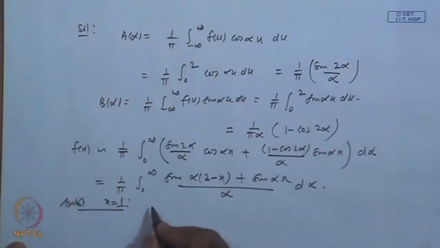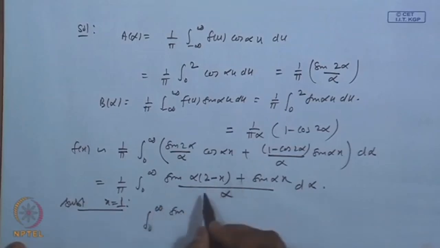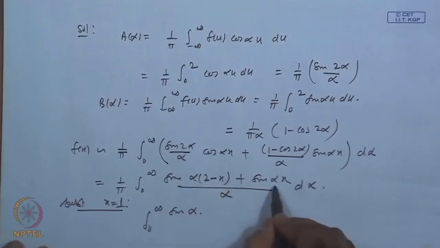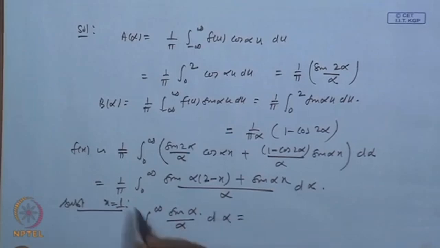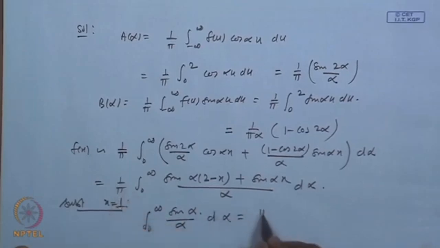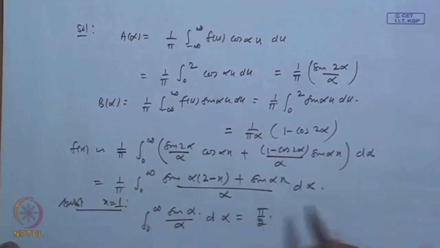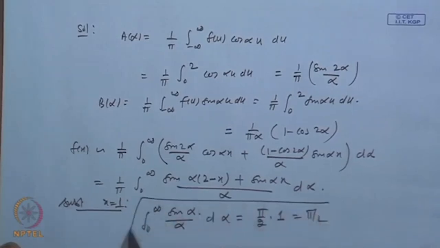So, we have this integral 0 to infinity of sine alpha, and here also sine alpha. So, we get 2 sine alpha, 2 we will take to the right side. So, 2 over pi will be pi by 2 and the function value at 1, and this is 1. So, this integral value is pi by 2.